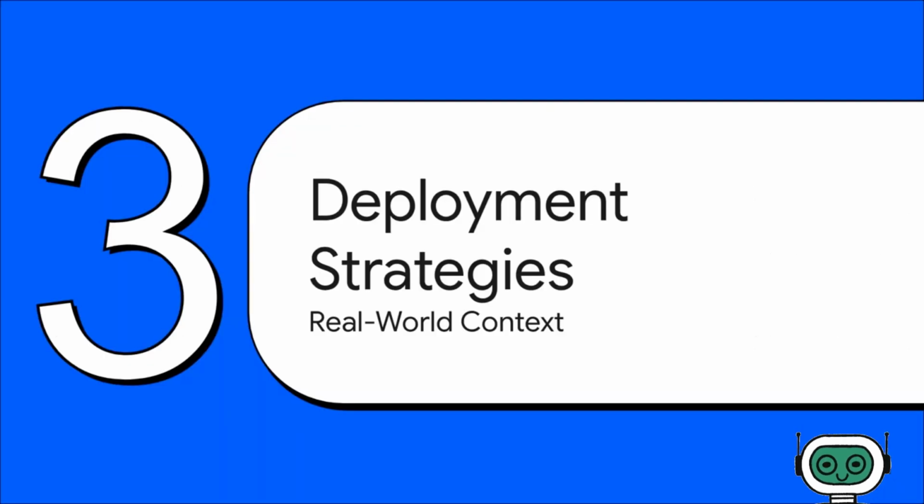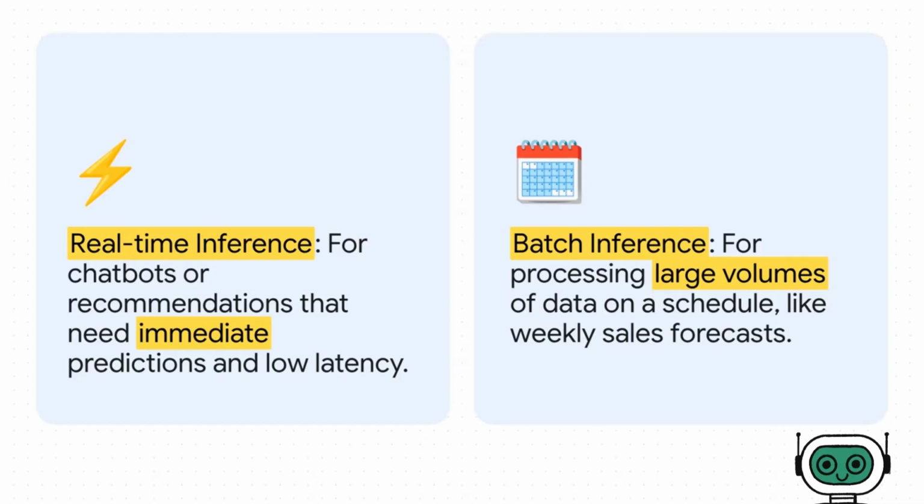Okay, so we've built our restaurant in a box. Now, where do we actually set it up? Well, the strategy really depends on what kind of service you're trying to provide. There are two main approaches. First is real-time inference. This is for things like chatbots or recommendation engines, where you need an answer immediately. Your restaurant has to be open 24/7, ready for an order at any second.